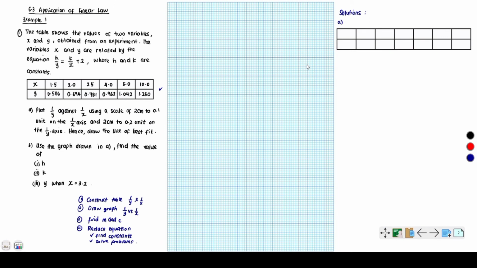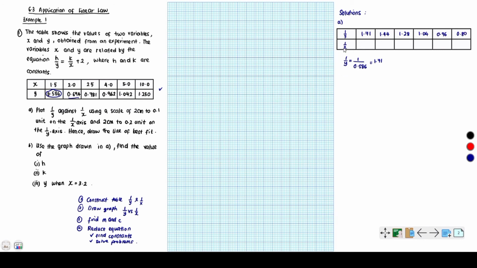So we construct the table to find 1 over y and 1 over x. For 1 over y, we find 1 over 0.586, which is equal to 1.71. Put it in the table. The second value is 1.44, 1.28, 1.04, 0.96, and the last value is 0.80.